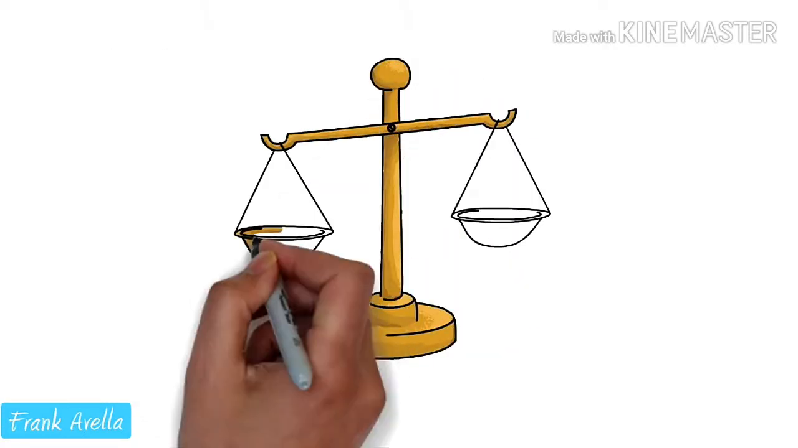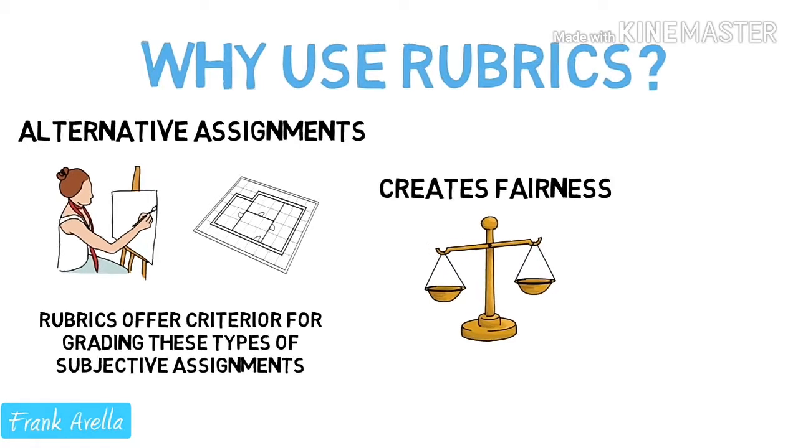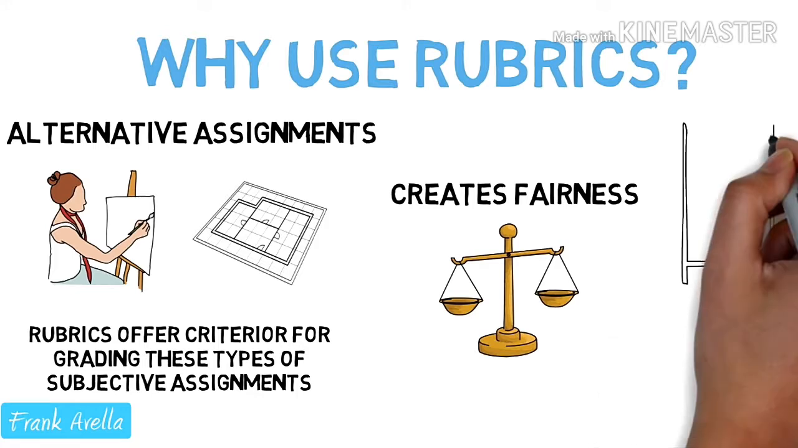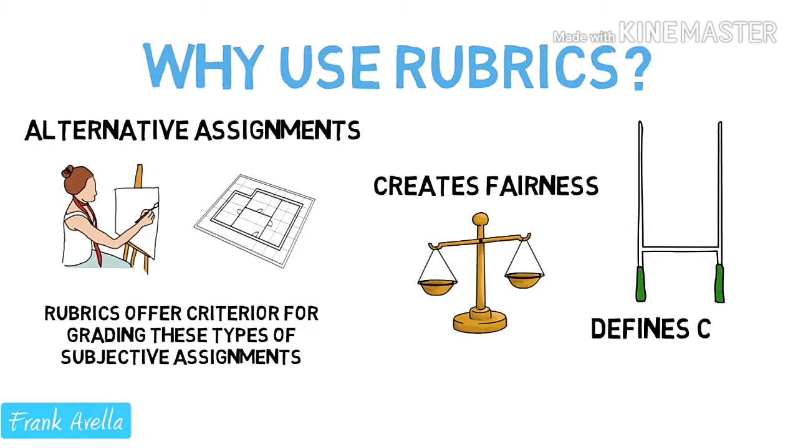They help eliminate the bias that comes from these subjective assessments. Rubrics create a sense of fairness. More specifically, rubrics offer assessment objectives and desired outcomes. They provide clear and defined goals.